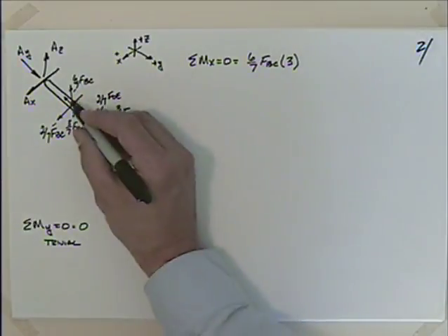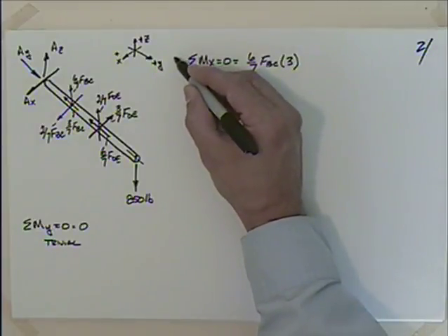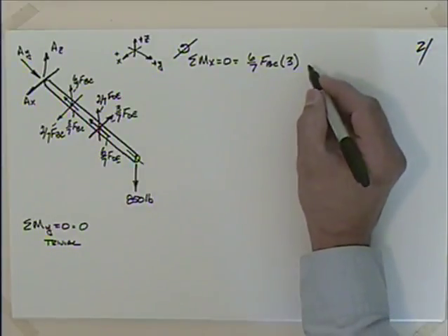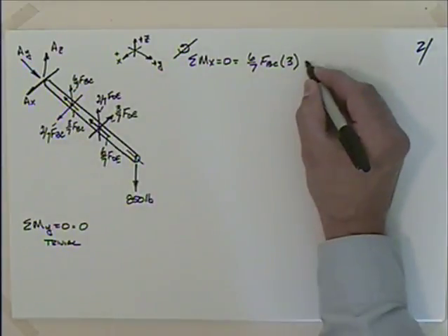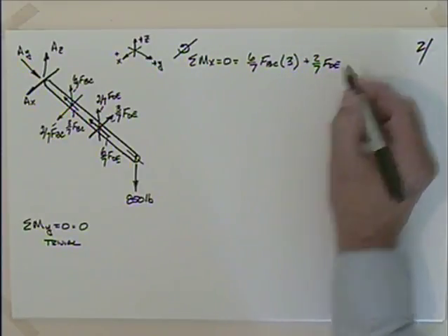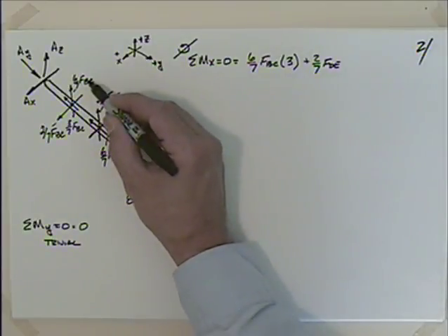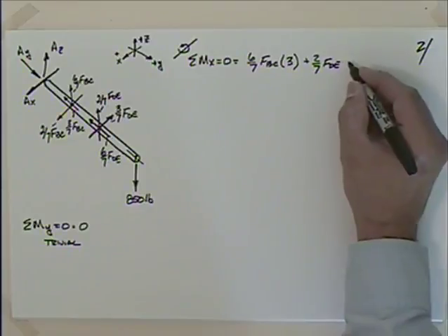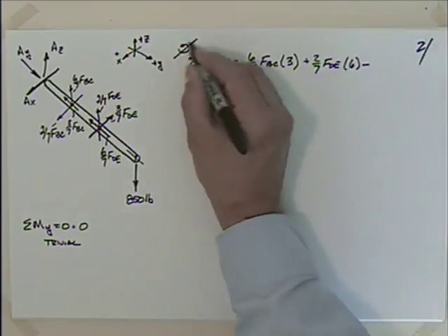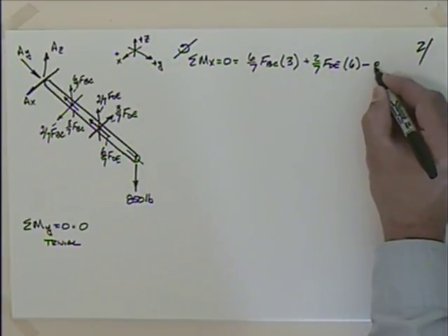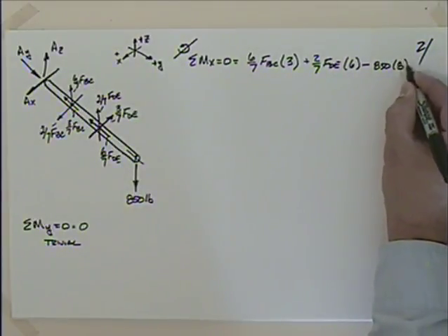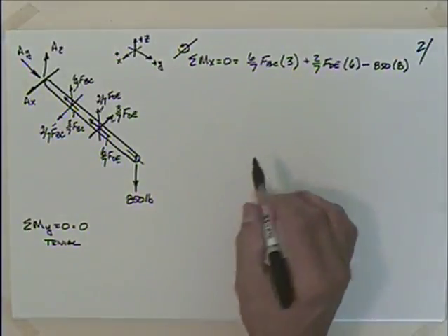Okay. And if I look at this, I'll take this moment positive like that. So that would be positive. Then I would have to add to it this 2/7 FDE. This FDE is now acting through 6. 3 plus 3 is 6. And I don't want to forget this load out here. I'm going to have to subtract off, because that goes in the opposite direction of those two, 850 times what? 3 plus 3 plus 2 is 8. Okay, so that's a nice equation, although it has 2 unknowns.